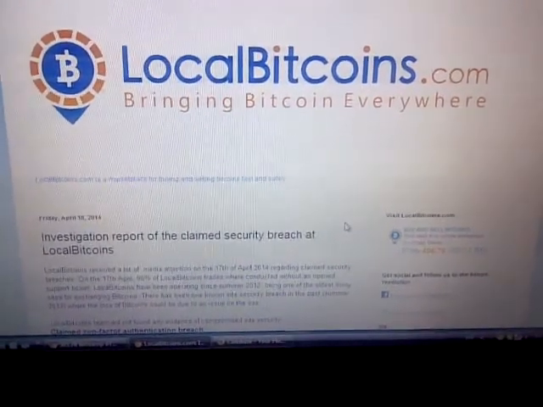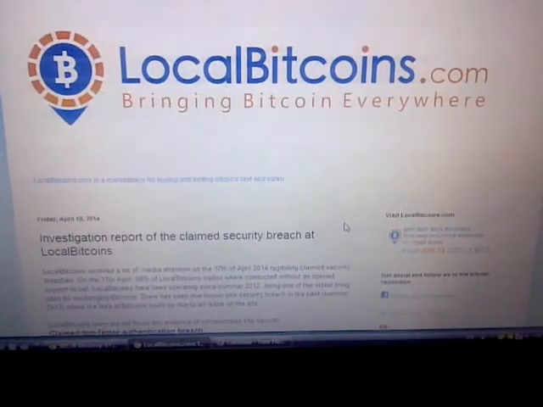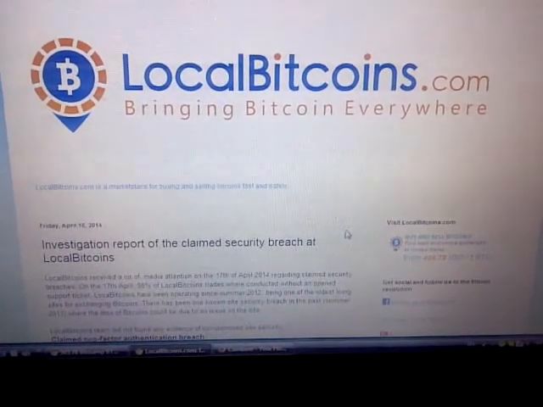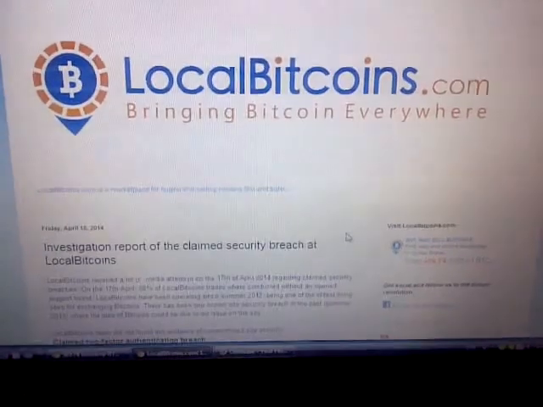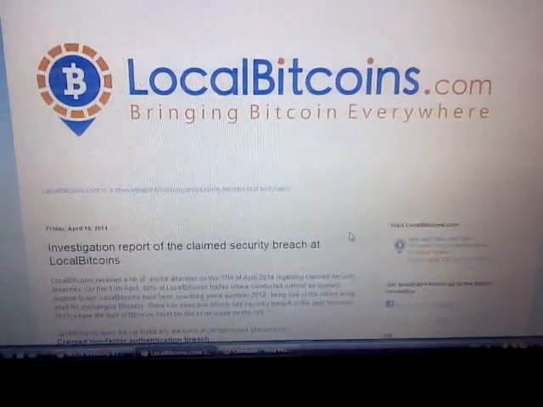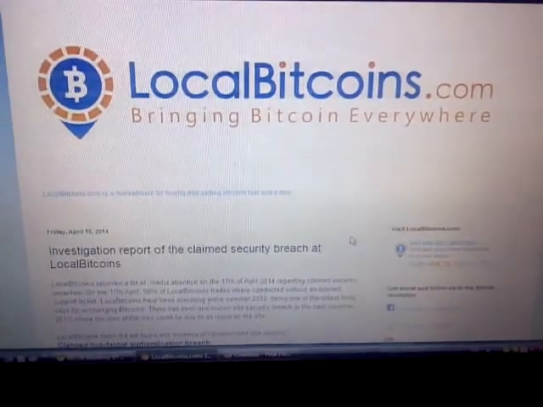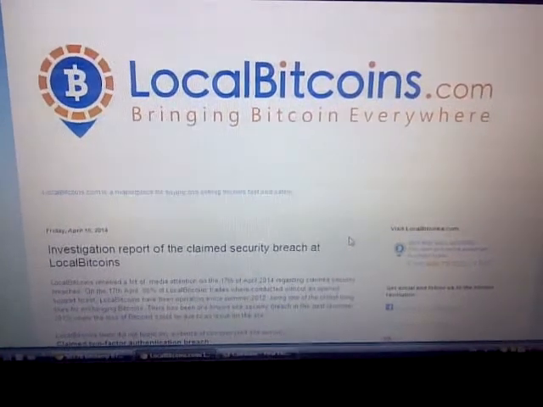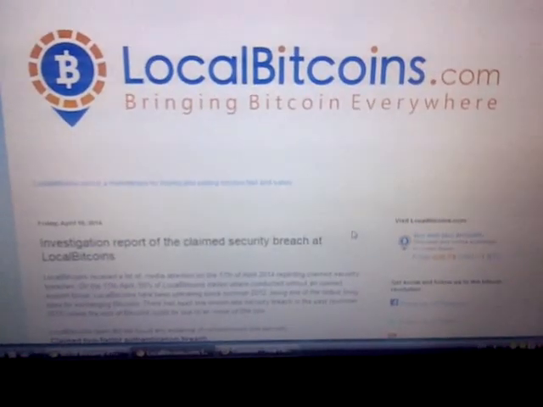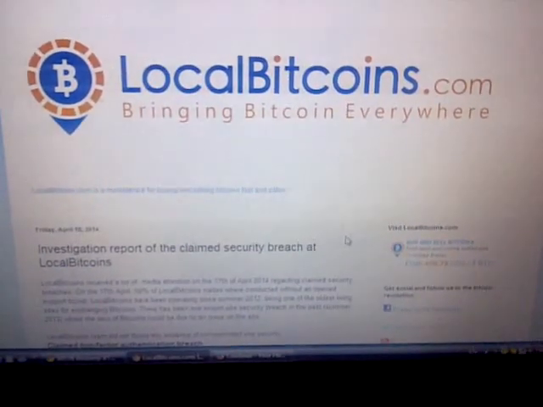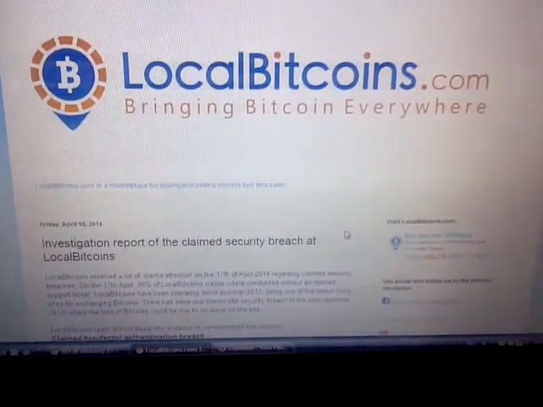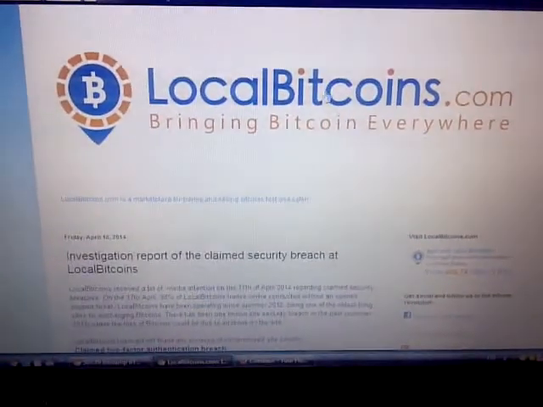Or there could be a possible chance that the guy's just fraudulent. We live in a day and age where people claim fraud. People fraudulently claim fraud. They act as the victim when they're really the perpetrator. That could be a possibility. So, anyways, let's go on to the next one.